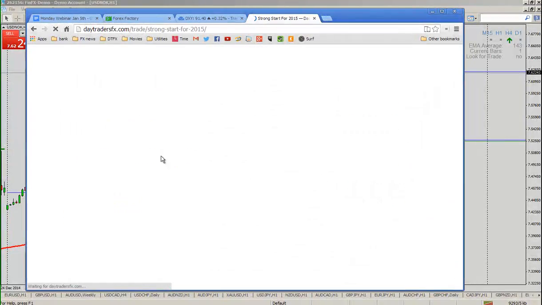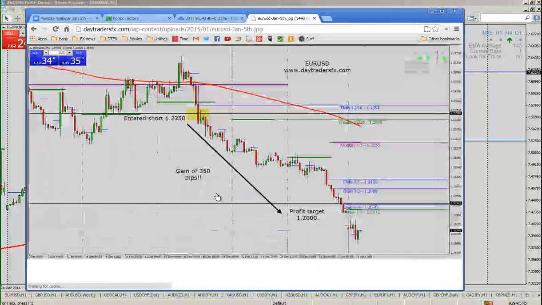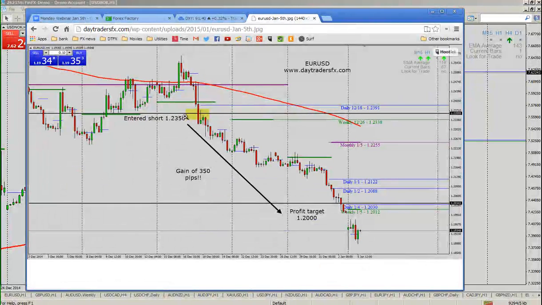Here were our two trades that we loved so much. We held on to this euro dollar for some time. We got into the euro dollar at 123.50, and it just continued right on through, right into 120. We got out at 120 with a nice little 350 pip profit. Great little setup there.